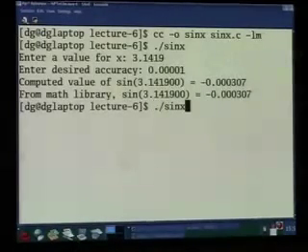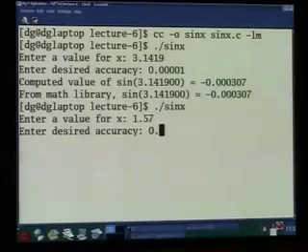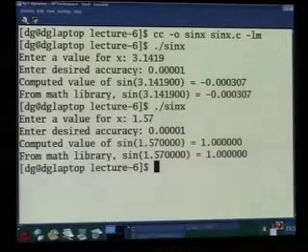Let's say pi by 2, sin pi by 2 is 1, the value of pi by 2 is approximately 1.57, and we get precisely 1 this time. Okay, so this program is working.